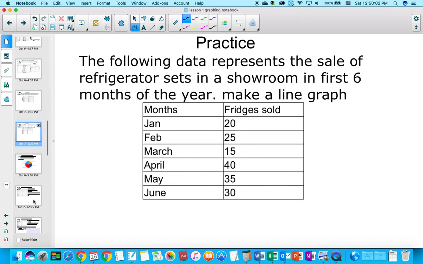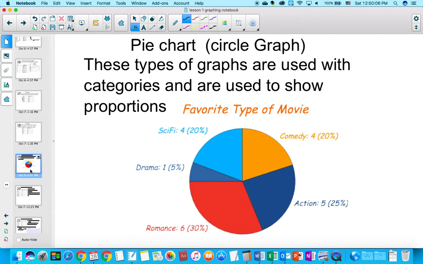We're going to continue on. I don't want to keep making line graphs. I want to move on to pie charts or circle graphs. These are types of graphs used to show categories and are used to show proportions. So pie graphs are used to show percentages or proportions, relative amounts, right?